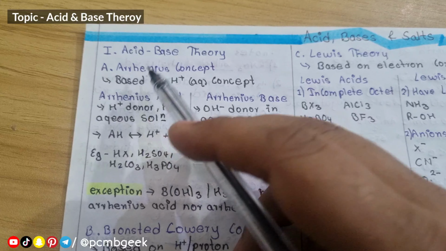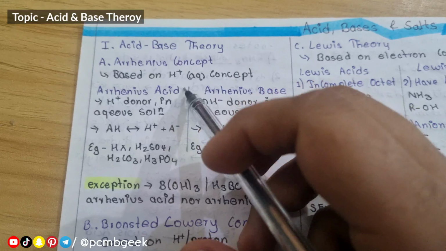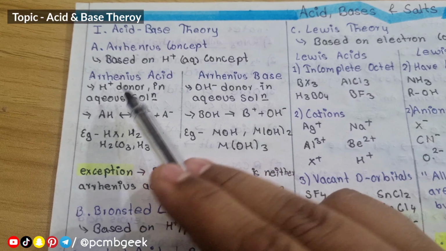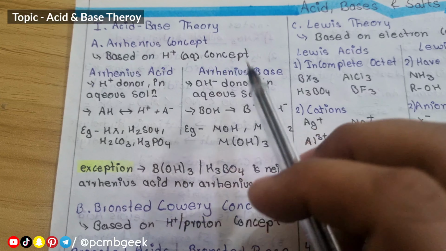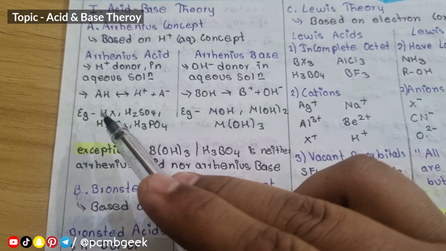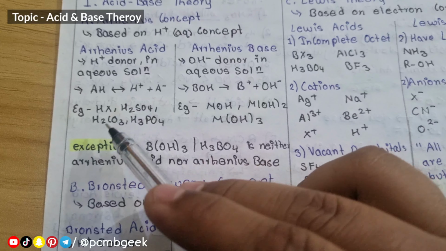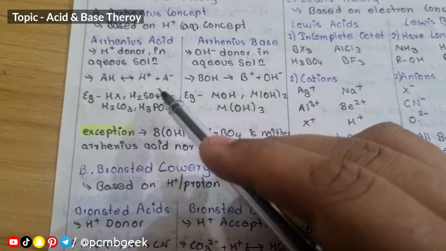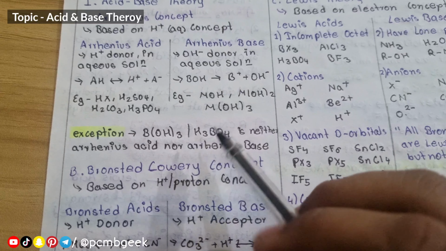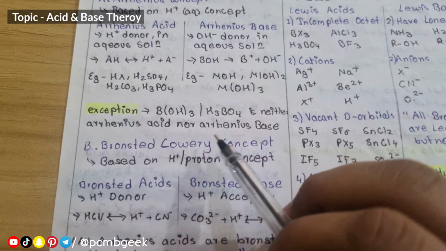First is the Arrhenius concept, which is based upon the aqueous H plus ion concept. Arrhenius acids are H plus donors in aqueous solution, and Arrhenius bases are OH minus donors in aqueous solution. For example, HX, H2SO4, H2CO3, H3PO4 and so on. Exception: B(OH)3 and H3BO3 are neither Arrhenius acid nor Arrhenius base.